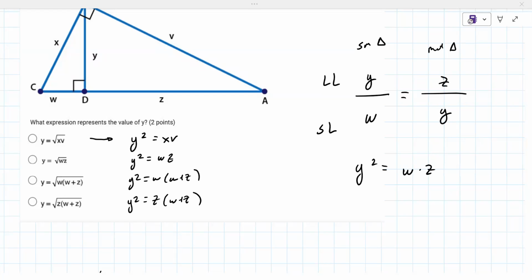So you put y over the shorter side of the smaller triangle, then the larger side of the medium triangle over y to get the expression for y. Got it.